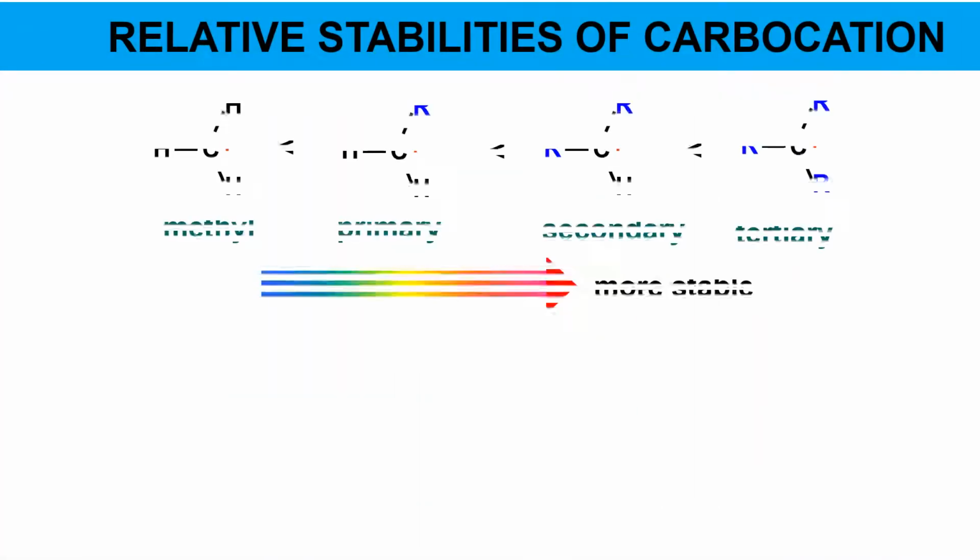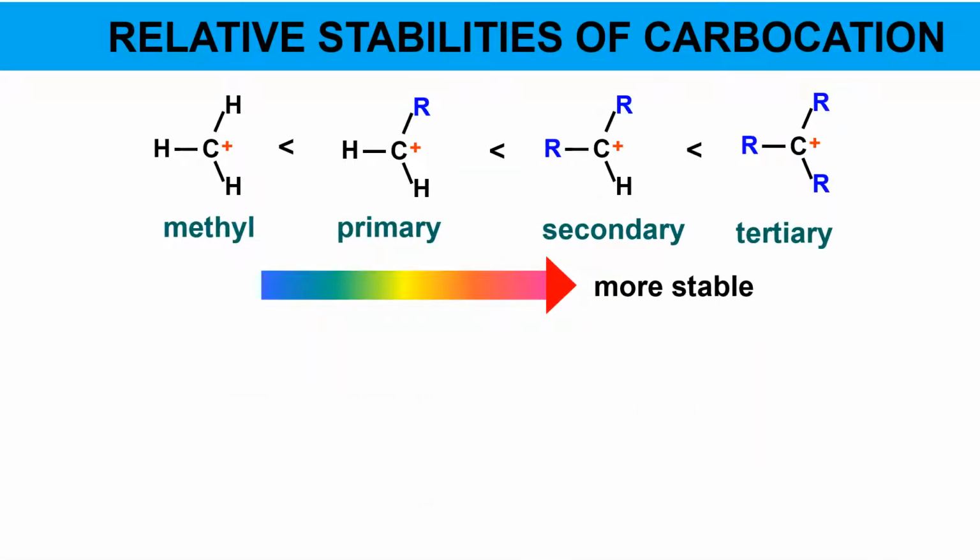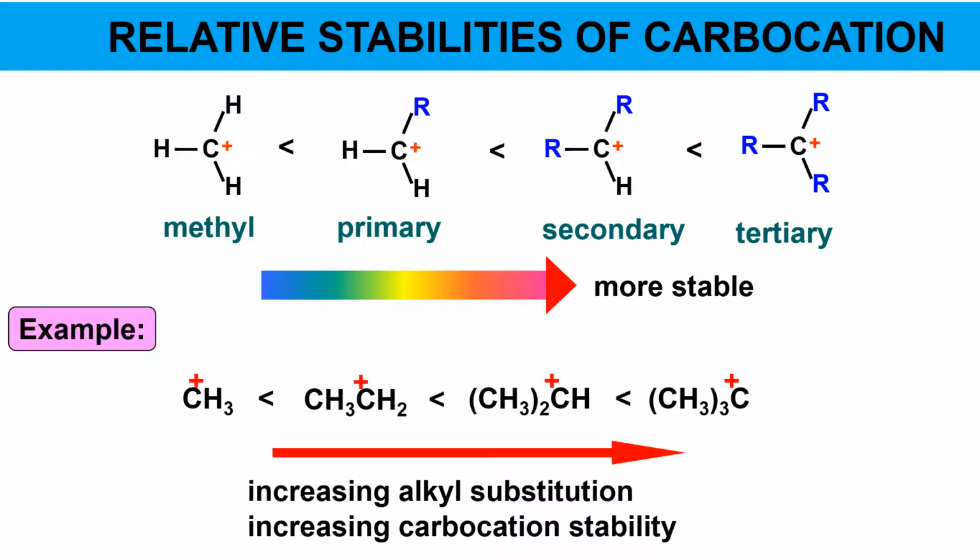Methyl carbocation has no R group, thus it has the lowest stability. Stability of primary carbocation is less than secondary carbocation, and tertiary carbocation is the most stable among them because of the presence of 3 R groups. Example: as the number of alkyl groups increases, the stability of carbocation increases.